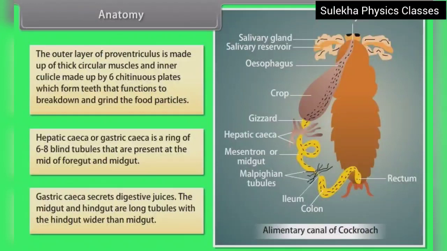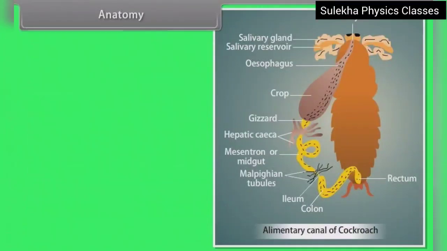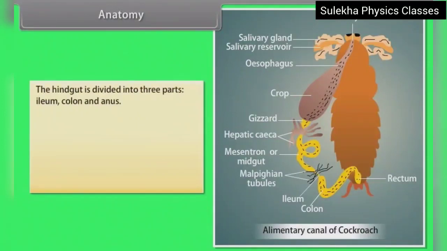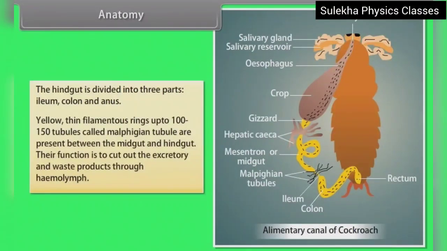The midgut and hindgut are long tubules, with the hindgut wider than the midgut. The hindgut is divided into 3 parts: ileum, colon, and rectum. Yellow, thin, filamentous rings of 100 to 150 tubules called Malpighian tubules are present between the midgut and hindgut. Their function is to remove excretory and waste products from the hemolymph.